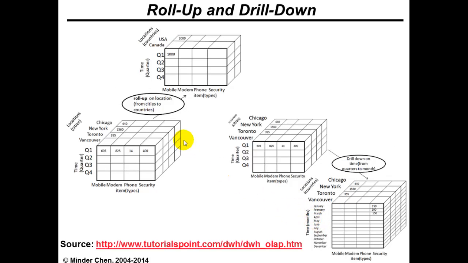So let's look closely at roll up and drill down. For instance, we have a cube, just visually, regarding various locations by different quarter and by different product type. And we can roll it up from city or location to country, like this is Canada and this is US. If you add these two numbers up for this particular quarter, it is 2000 for the country level, let's say units that we have sold. Okay, the drill down is the opposite direction in terms of the movement.